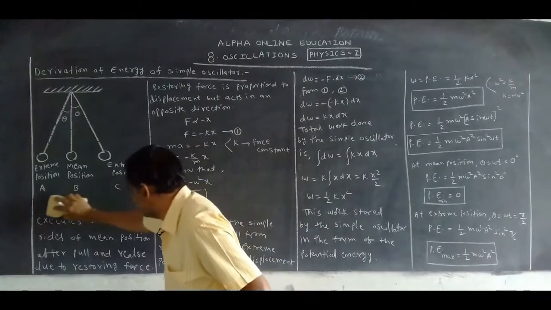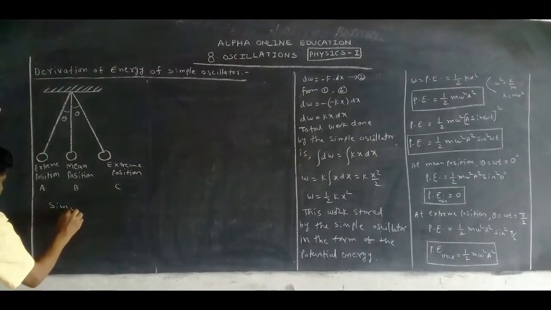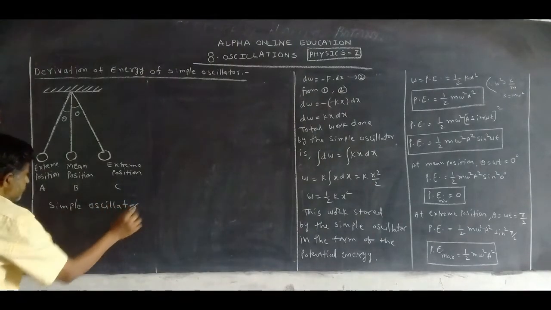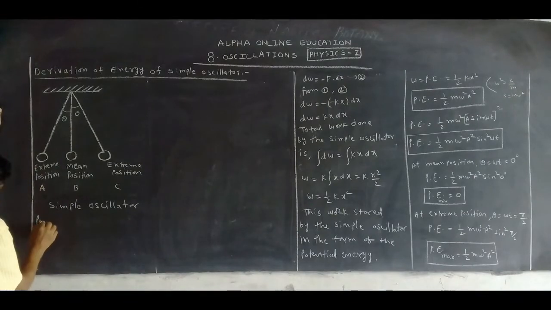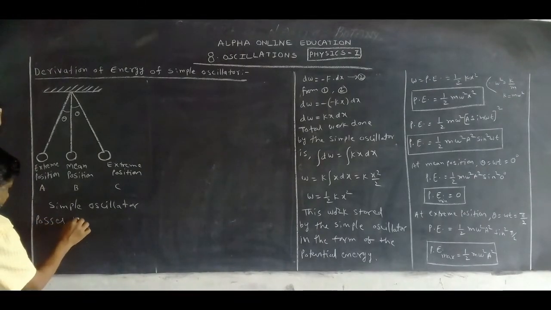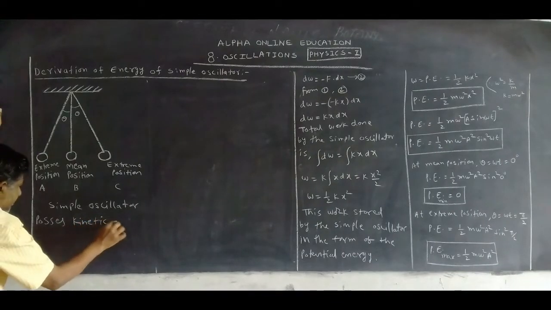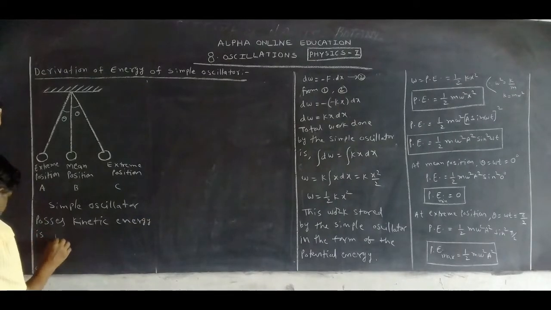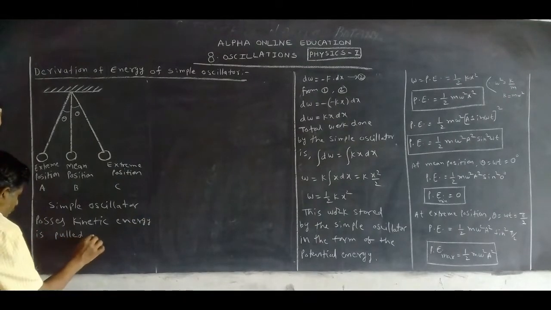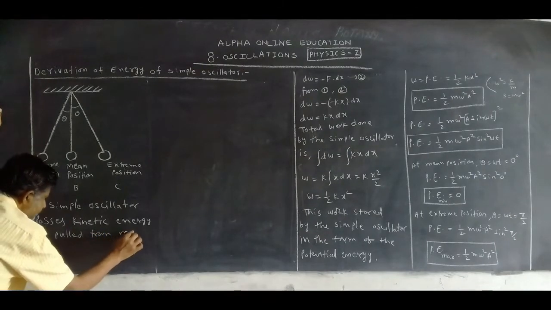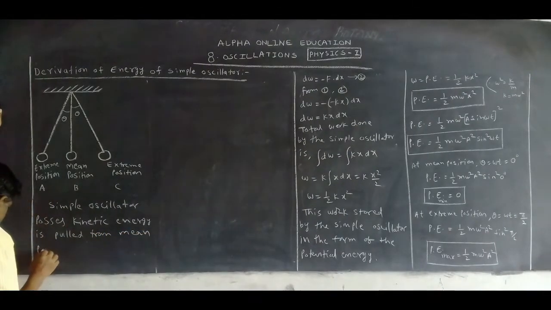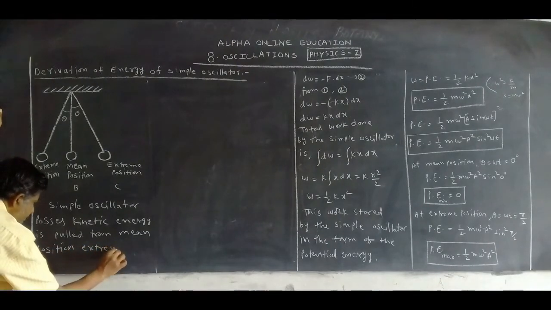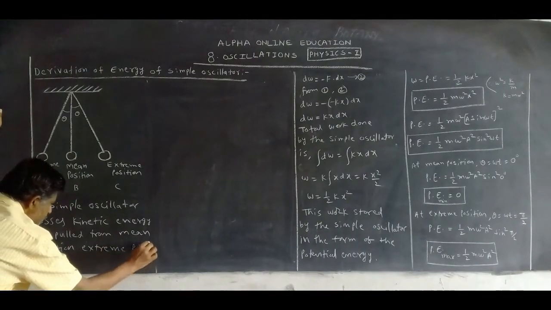Now I am removing this. Simple oscillator possesses kinetic energy when it is pulled from mean position to extreme position.